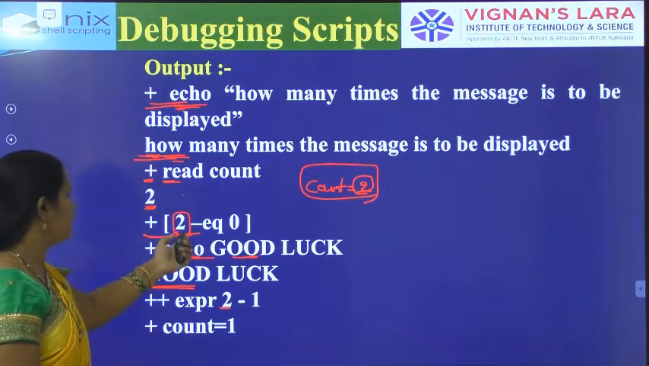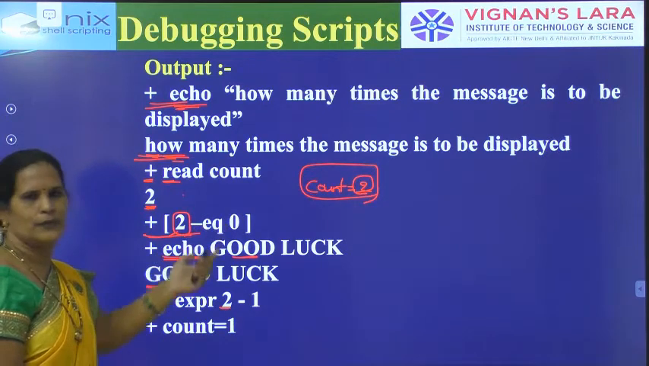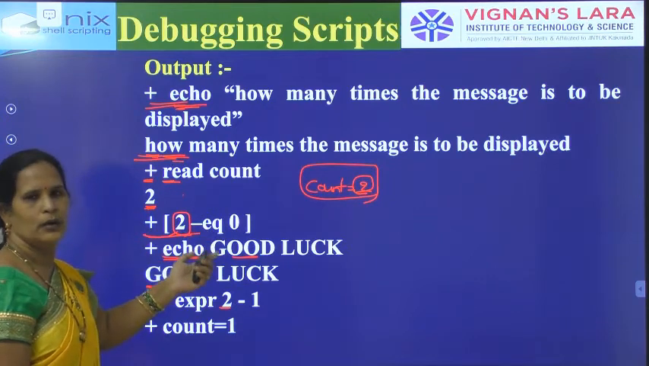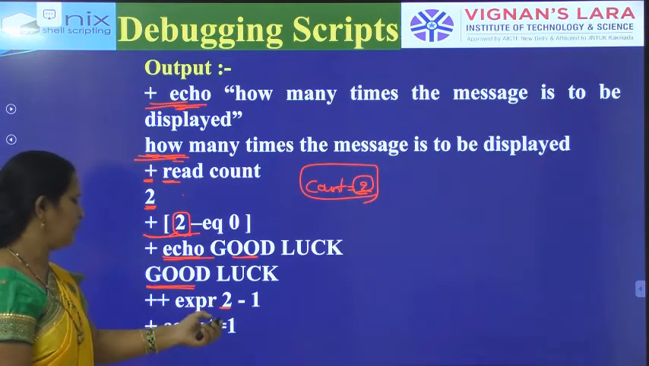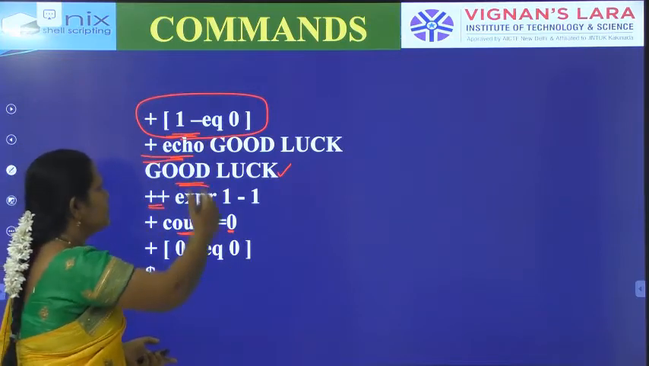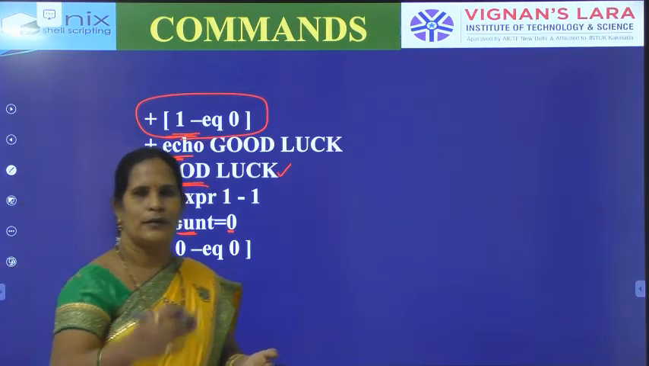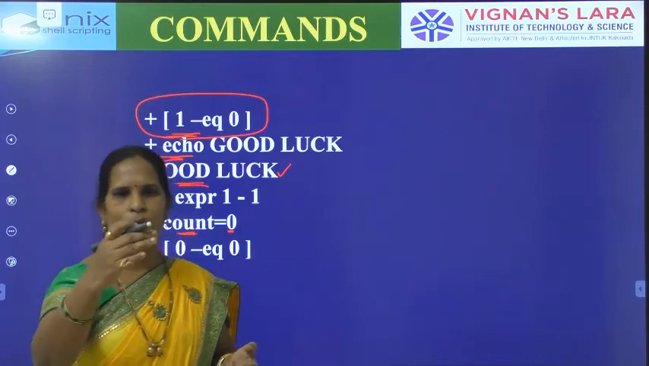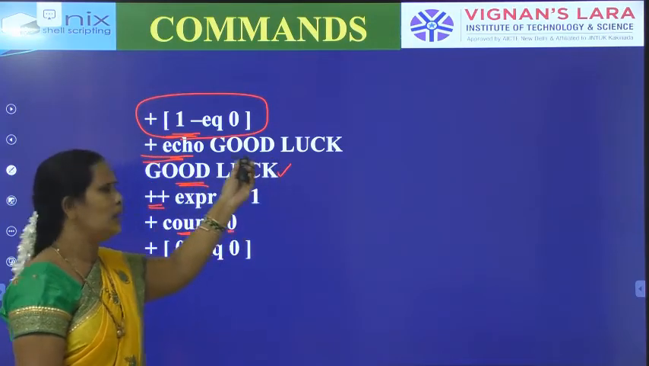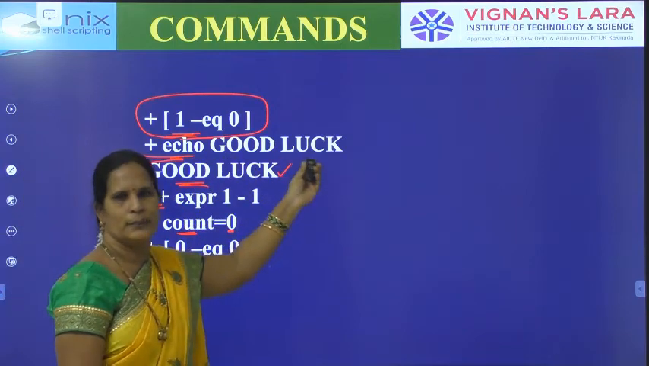Once again it is going to be checked with the 0 value, meaning dollar count equal to 0. So the dollar count value is equal to 1. 1 equal to 0. Again the condition returns a false value. Then once again the statements specified between do and done are executed. The first statement is echo space dollar asterisk, meaning it is going to display the good luck message.